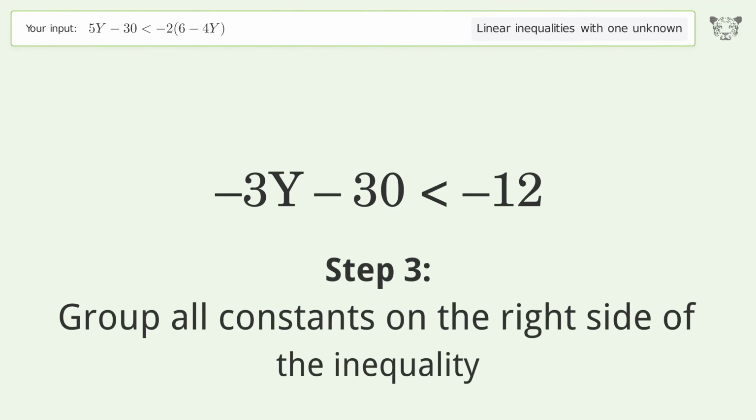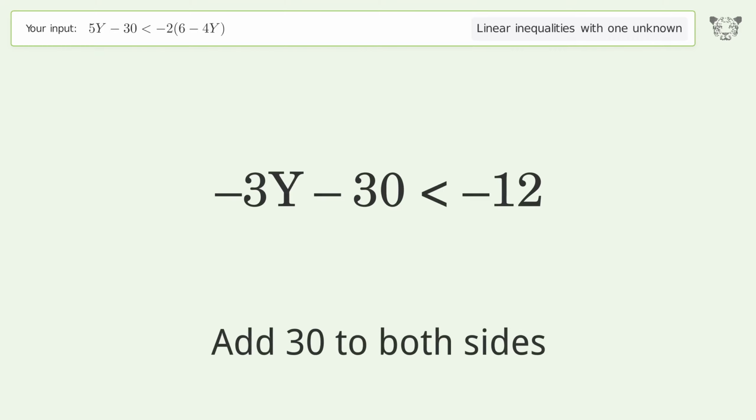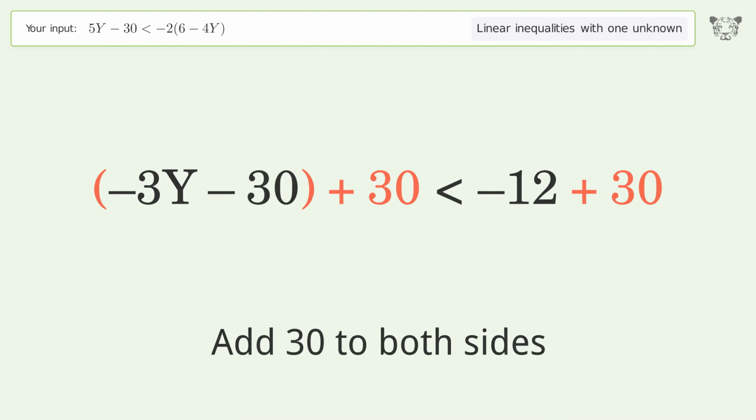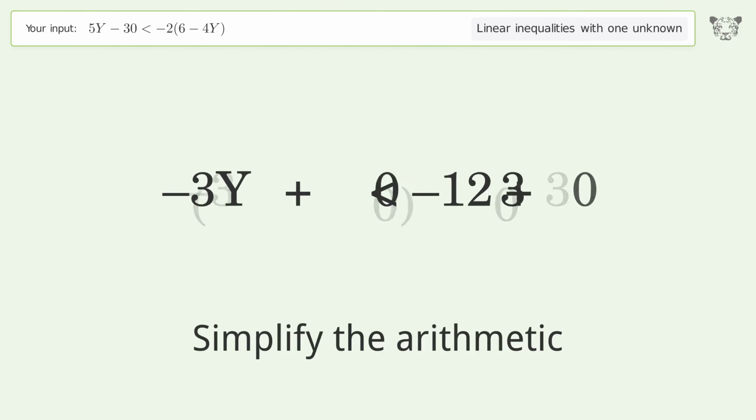Group all constants on the right side of the inequality. Add 30 to both sides. Simplify the arithmetic.